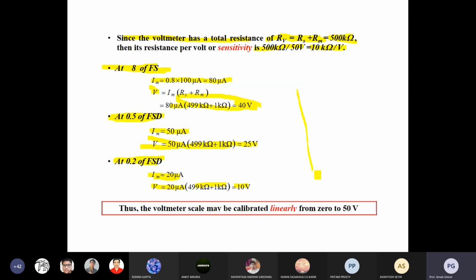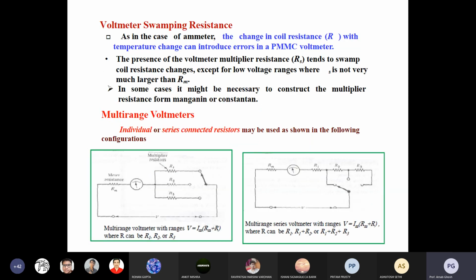So you can conclude from this study that the voltmeter scale may be calibrated linearly from 0 to 50 volt. Similar to the ammeter, as a PMMC instrument it also gives linear variation of the voltage. The scaling of an ammeter, voltmeter or any PMMC instrument always varies linearly. I think all of you understand my point. The voltmeter also has a swamping resistance, which I will discuss in my next class.